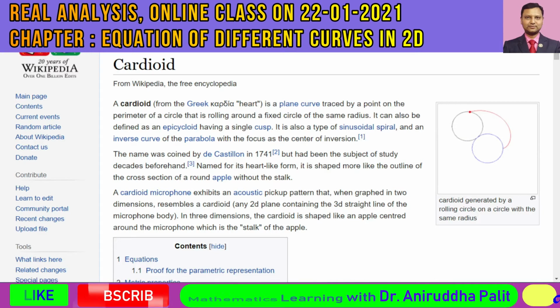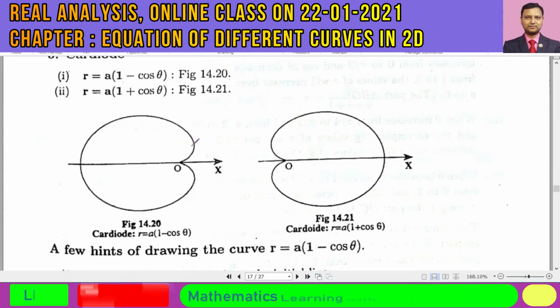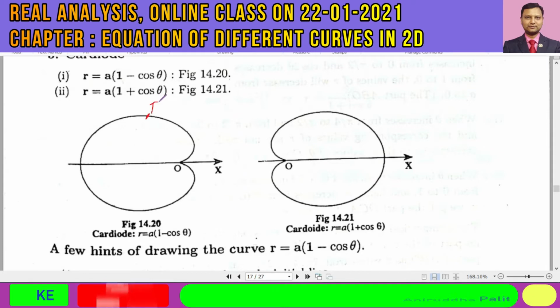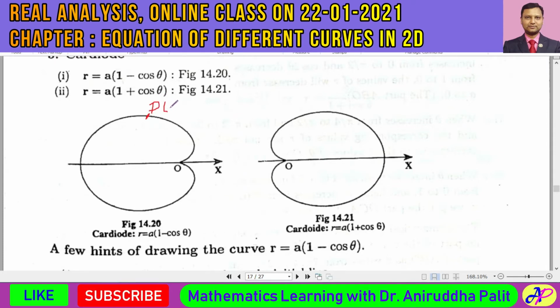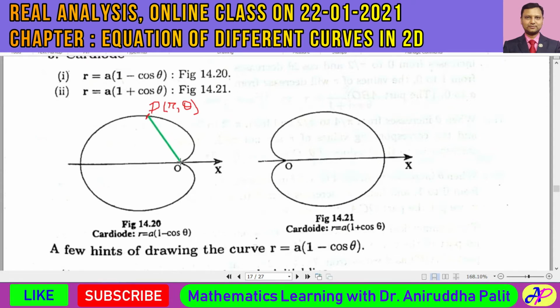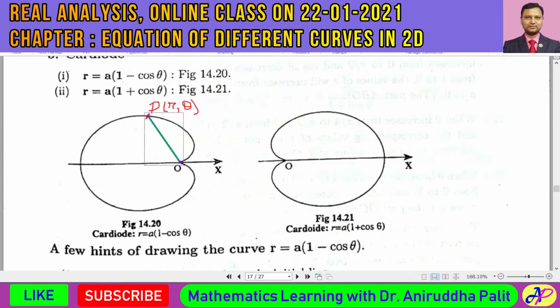How to write them in polar coordinates? These are the expressions. If you consider any point over here, say this is a point P with radius vector r and vectorial angle theta, then we can draw a straight line from the point P to this pole O. O is the pole in the polar coordinate system.